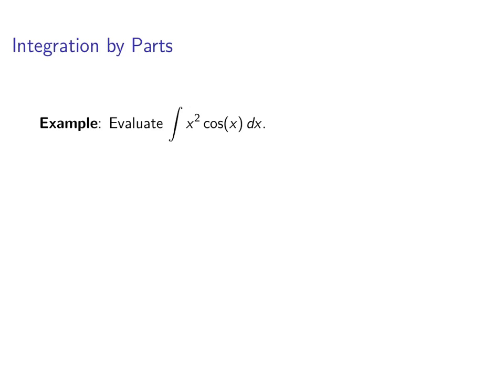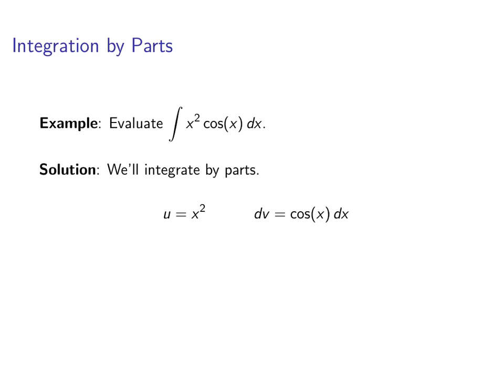Hello, calculus fans. Okay, so let's try evaluating this integral of x squared cosine x dx. And we'll integrate this by parts also. We're going to choose u equal x squared and dv equal to cosine x dx. We're going to talk later on about how we make this choice of u and dv. For now, let's just worry about the mechanics of doing integration by parts.